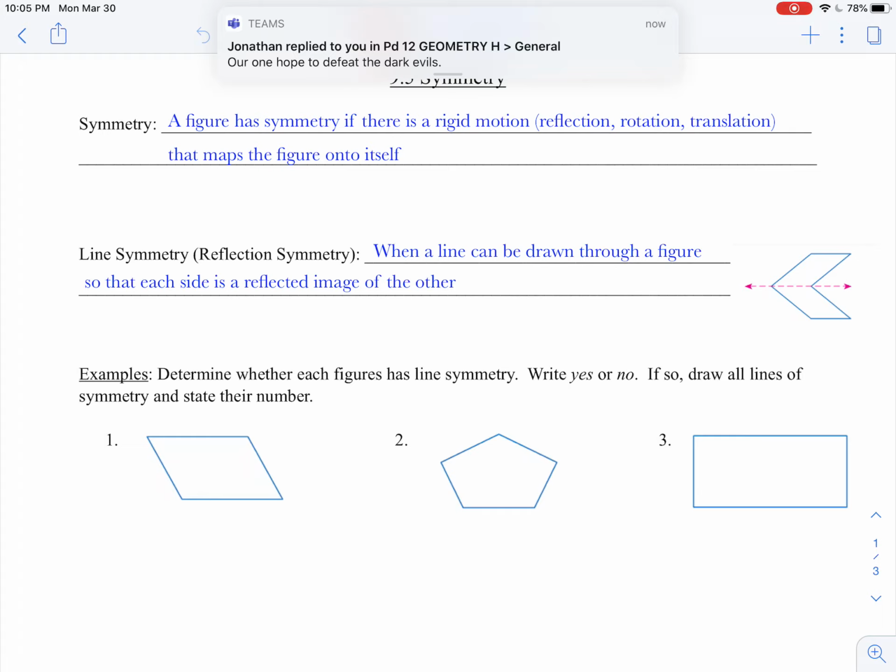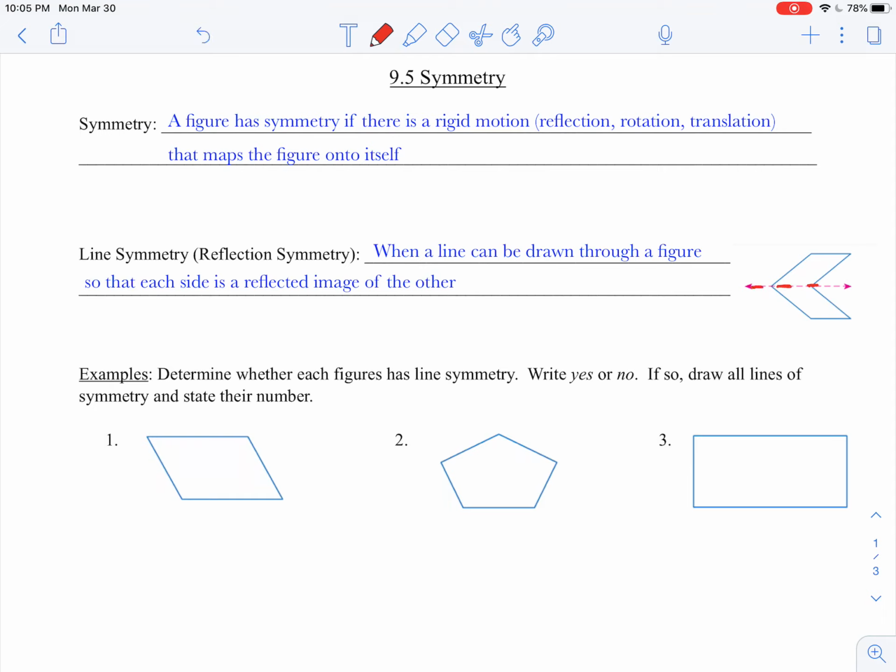Line symmetry is what most of you think of when you're asked if an object is symmetric. Line symmetry is where you can fold a picture in half so that the two halves line up exactly, or when you can draw a line through a figure so that each half is the exact reflected image of the other half. In the first set of questions, we're trying to determine whether each figure has line symmetry. If it does, draw all of the lines of symmetry and state how many there are.